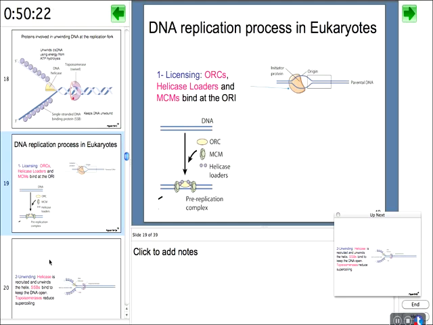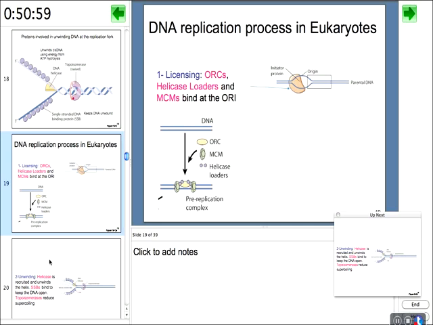ORC binds to the ORI. His whole job in life is to bind to the ORI. ORI tends to be AT-rich, which is going to allow it to open up and allow replication to happen. Once ORC has bound, it allows in helicase loaders and the helicase enzymes to come in. All of that together creates the license to go through replication. That will be tightly regulated in the cell cycle. We'll learn more about how it's regulated later, but that's all tightly regulated to ensure one replication happens per cell division.